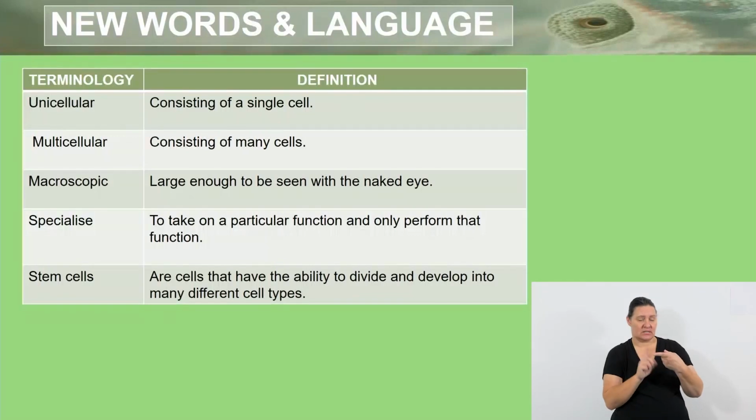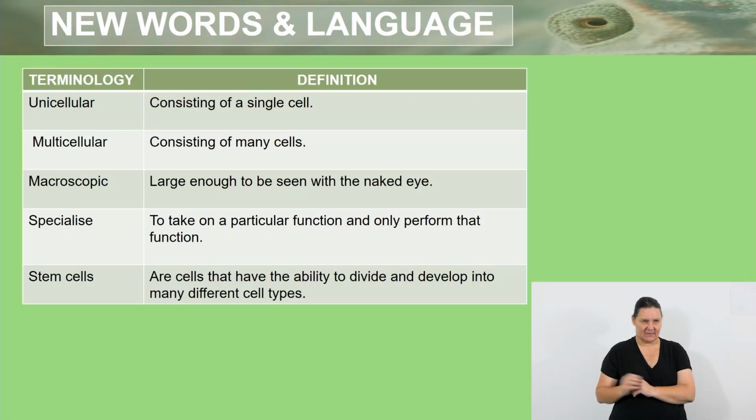Right, so these are the new terms that you are going to come across during this lesson. The first one is unicellular. Uni means one and cellular means the cell. So this means consisting of one cell. The second term is multicellular. So multi means many, which means that it consists of many cells. And the next one is macroscopic. Macroscopic means large enough to be seen with the naked eye.